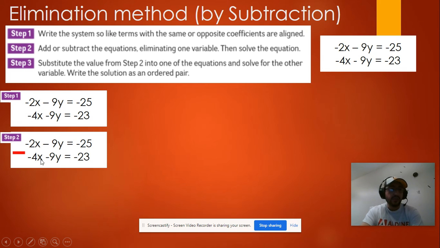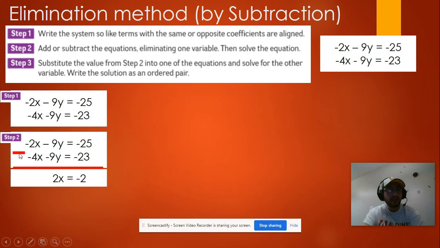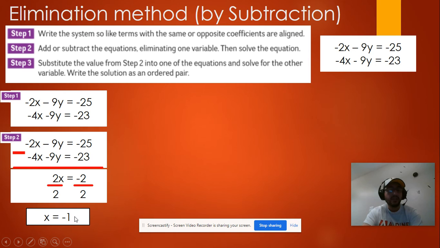So step number two, we're going to use subtraction. So it will be negative 2x minus negative 4x. So this minus and minus becomes positive. So negative 2x plus 4x will be 2x. Negative 9y, a negative times a negative becomes positive. So negative 9y plus 9y will be 0. And negative 25 minus negative 23, so it will become positive. Negative 25 plus 23 will be negative 2. Then solve this equation, divide by 2 on both sides, x equals negative 1.